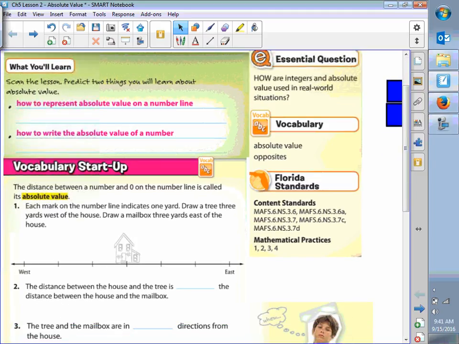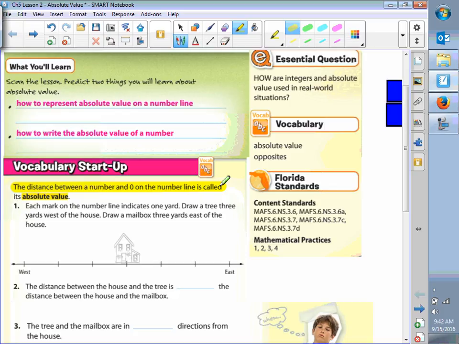So, for the vocabulary startup, it says the distance between a number and 0 on the number line is called absolute value. I want you to make sure you have that definition written in your spiral. The distance between a number and 0 on a number line is called the absolute value.